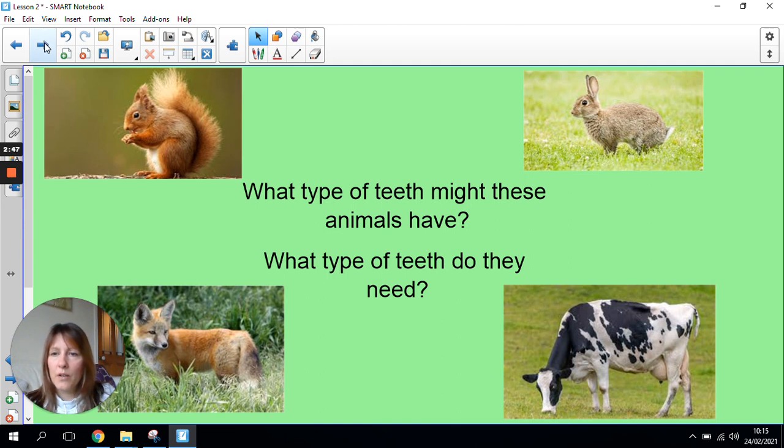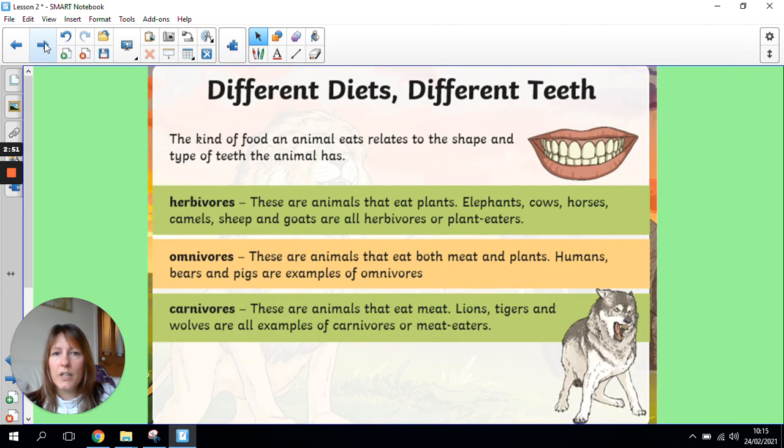Okay, so let's go through the types of teeth that different animals have. So different diets have different teeth. The kind of food an animal eats relates to the shape and type of teeth the animal has. So a herbivore is an animal that eats plants. Elephants, cows, horses, camels, sheep and goats are all herbivores or plant eaters.